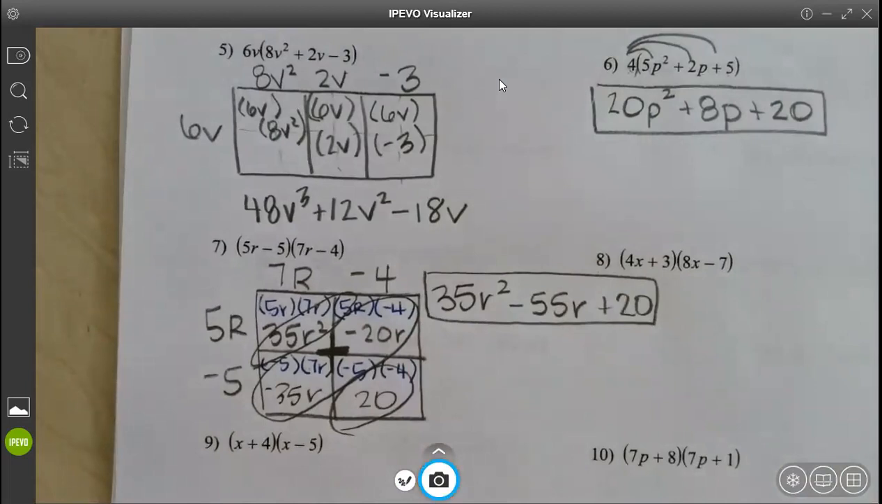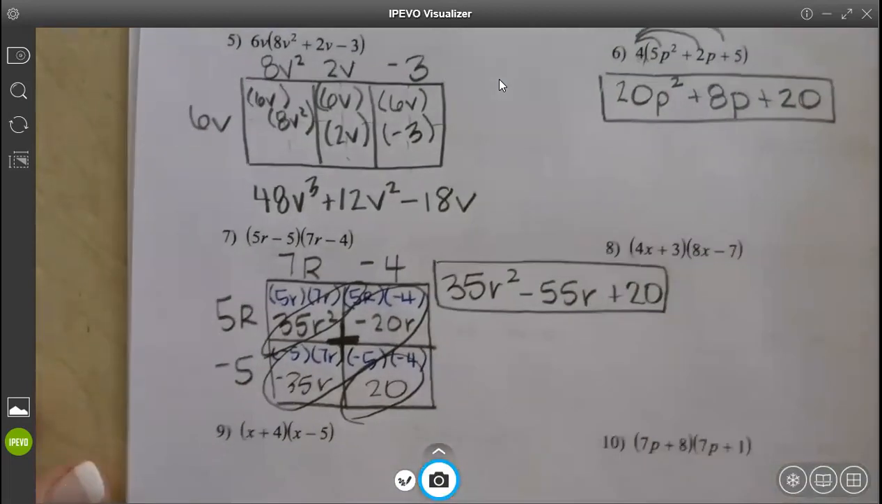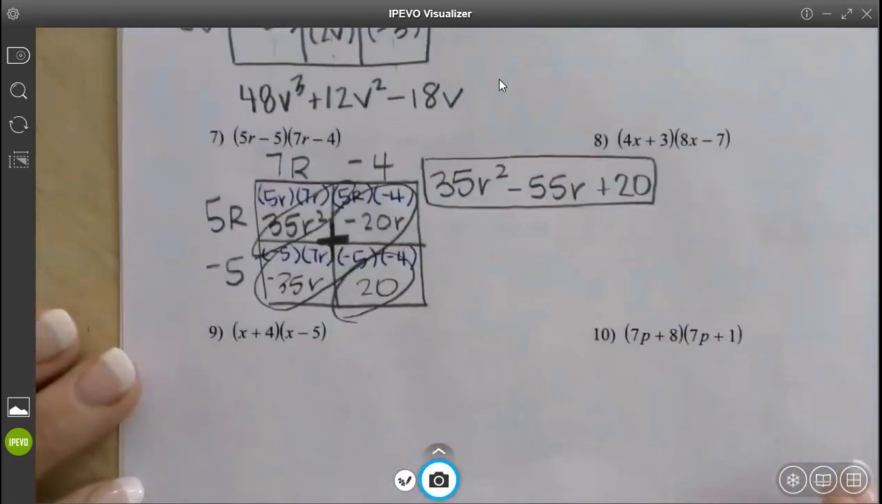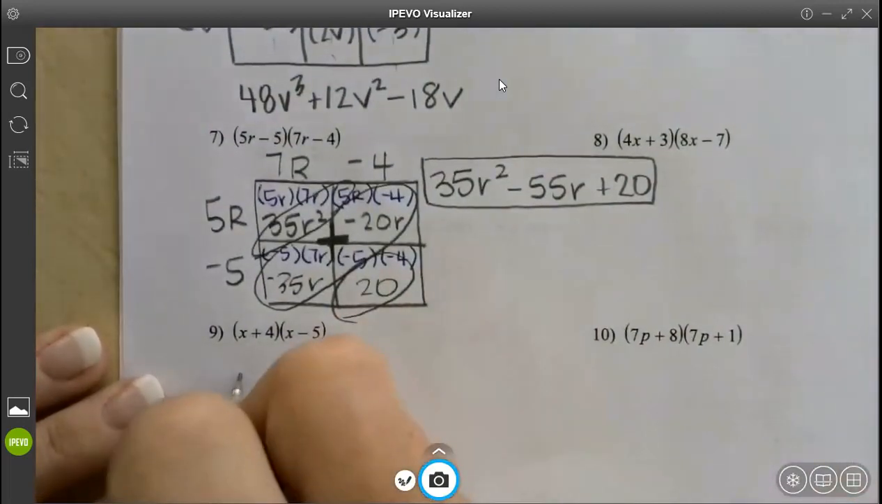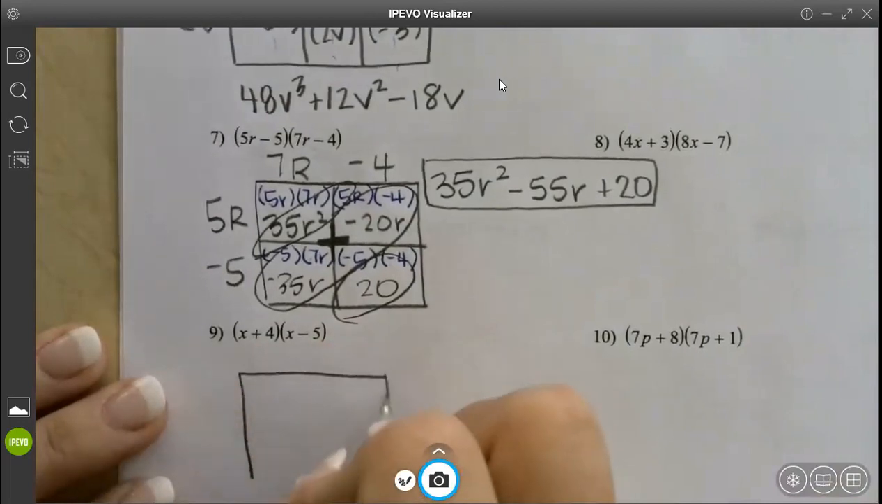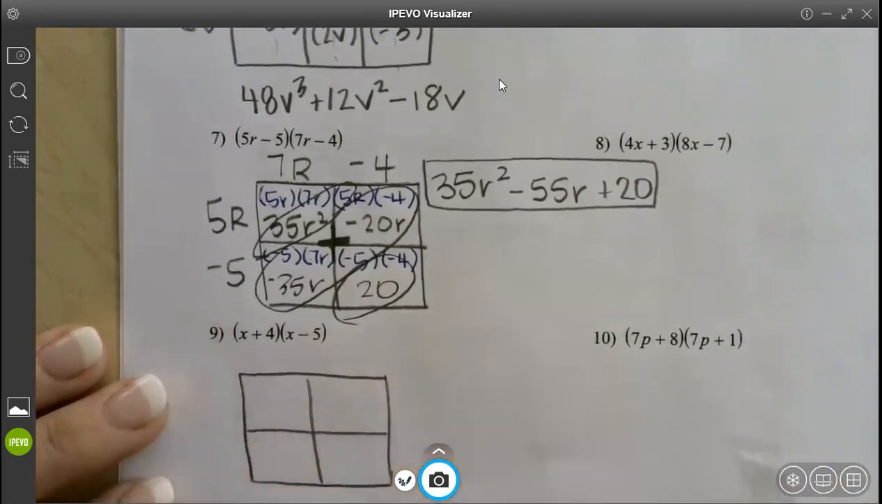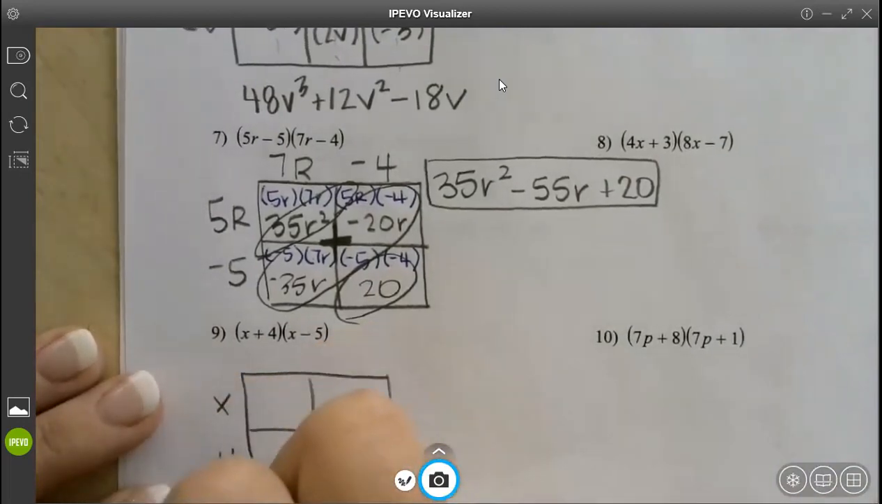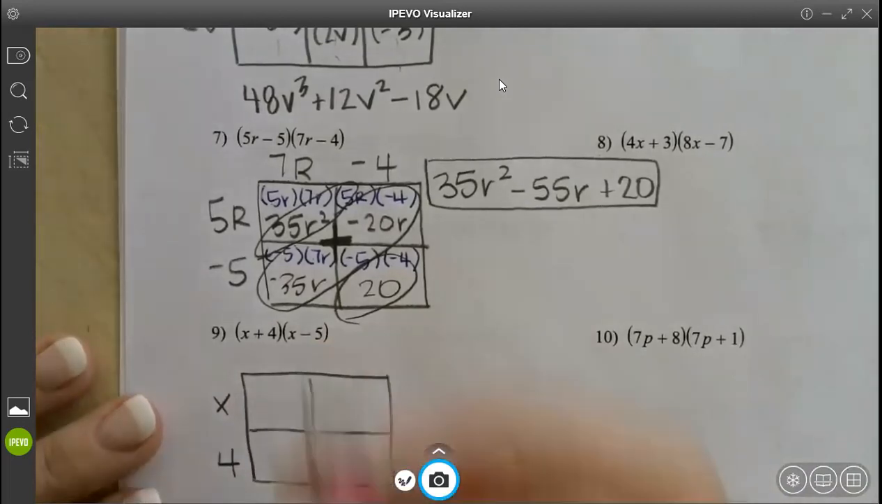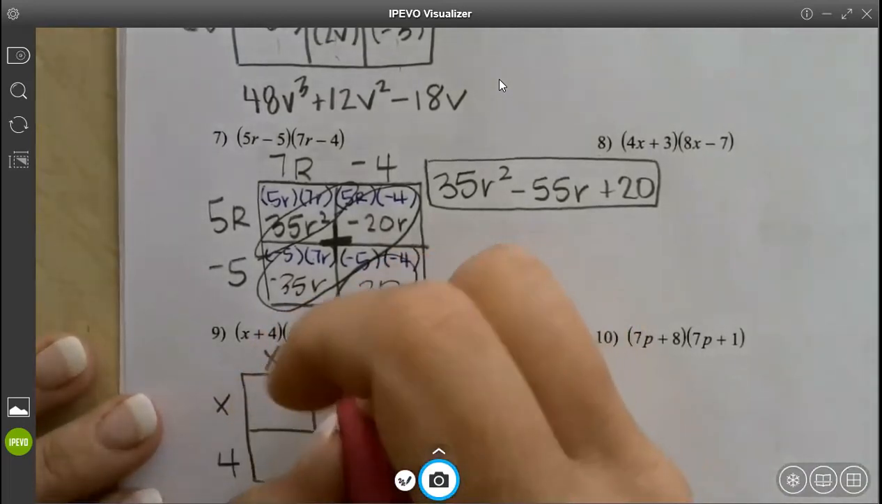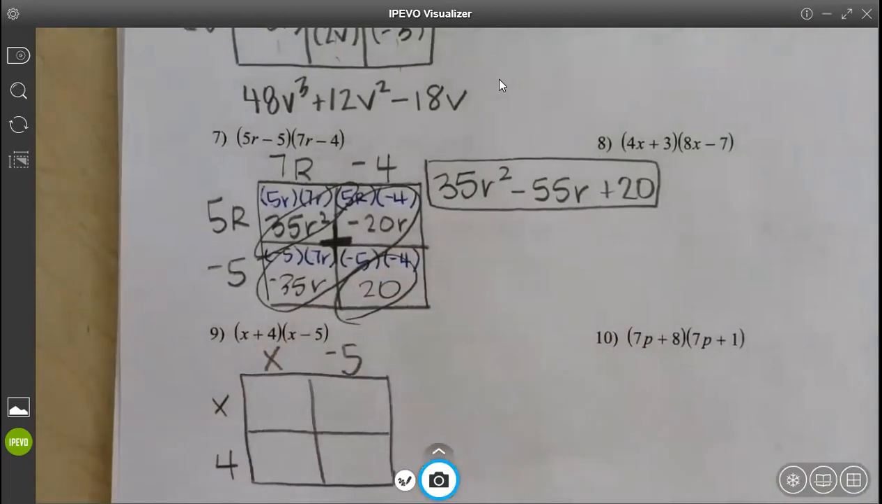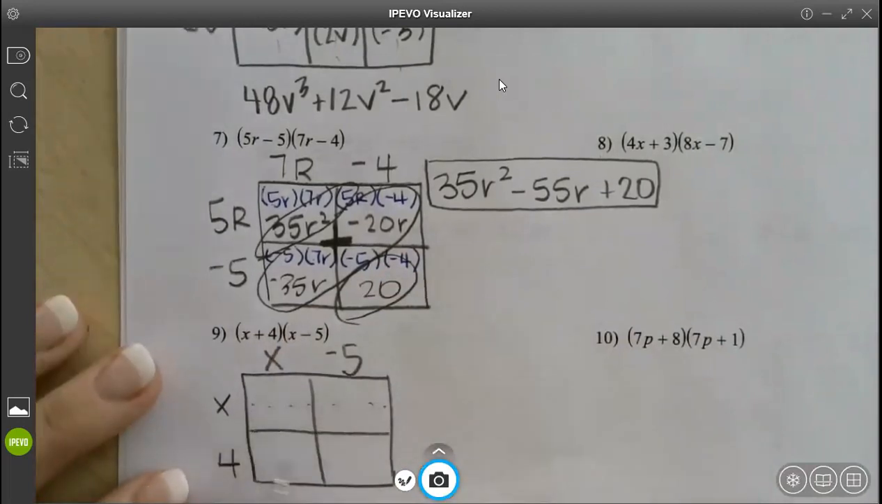Okay. We'll go to number 9. It's even easier. We have 2 and 2. So we're going to make like a window pane. 2 and 2. Doesn't matter where you put them. One side is going to be x and 4. One side is going to be x and negative 5. And again, it's negative 5 because it's a minus 5. If you need to draw the little guidelines, you can do that.